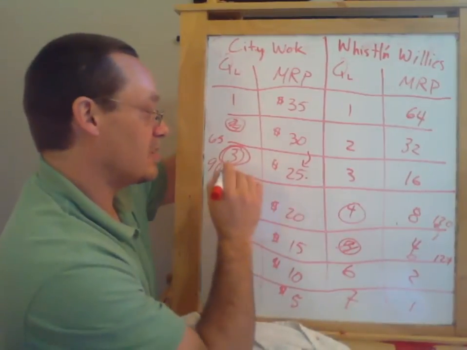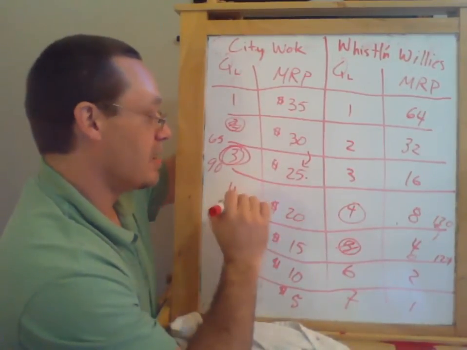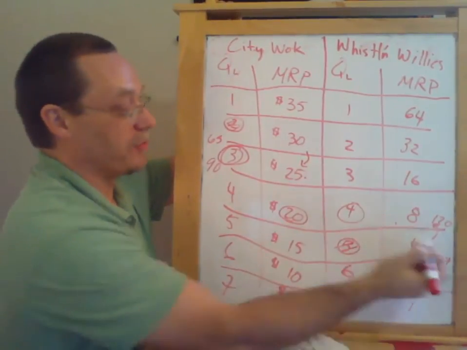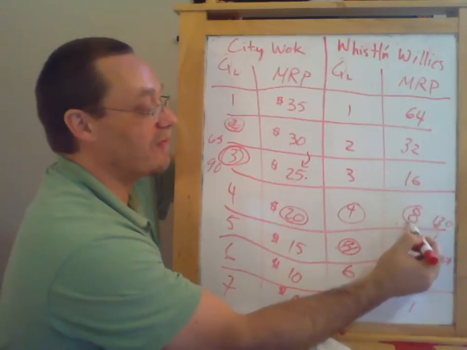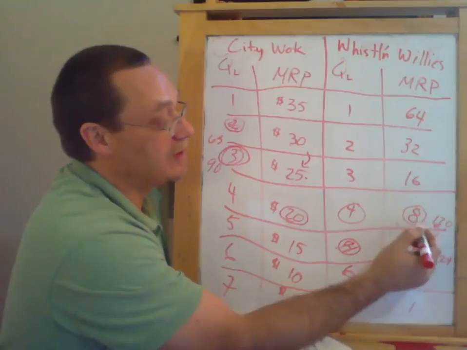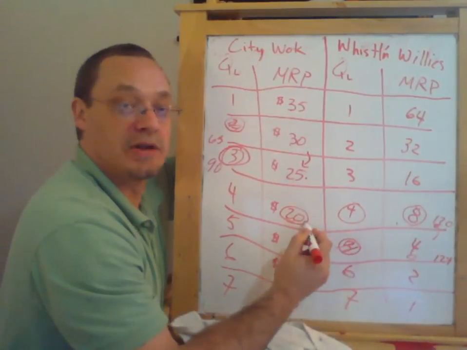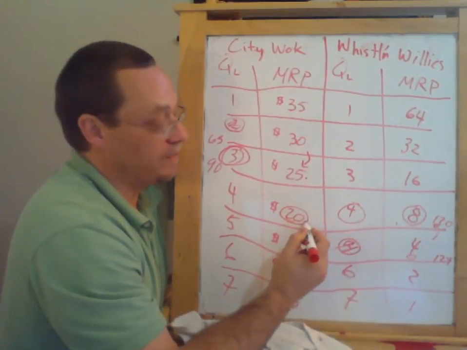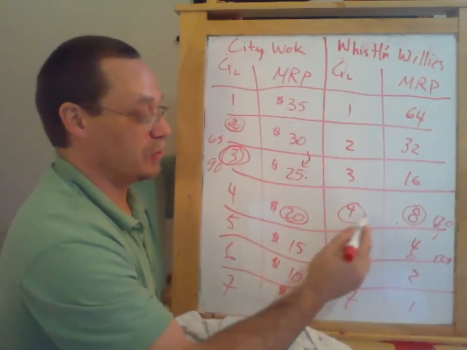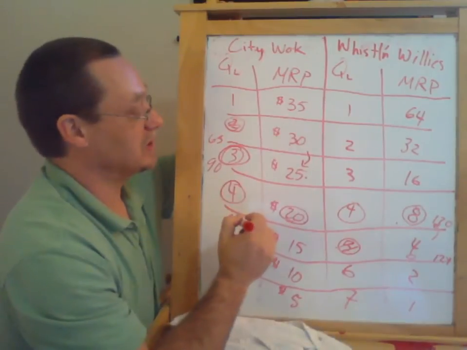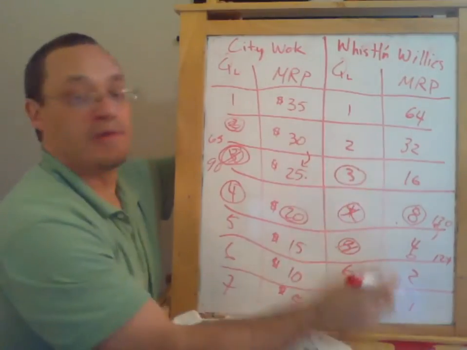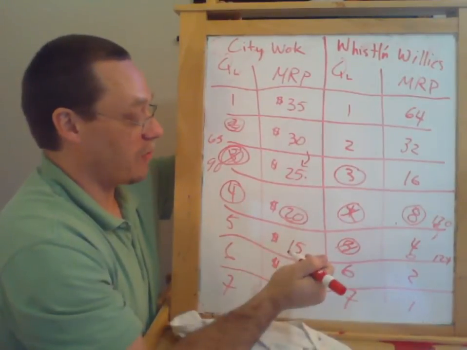What about, are we content where we are right now? Well, City Walk would be willing to pay up to $20 for a 4th worker. For Whistling Willie's, that 4th worker is only worth $8 to them. So they are not going to be able to match City Walk's wage offer of, say, $15. And so City Walk is going to poach worker number 4 away from Whistling Willie's. And now Whistling Willie's has 3 workers and City Walk has 4 workers.